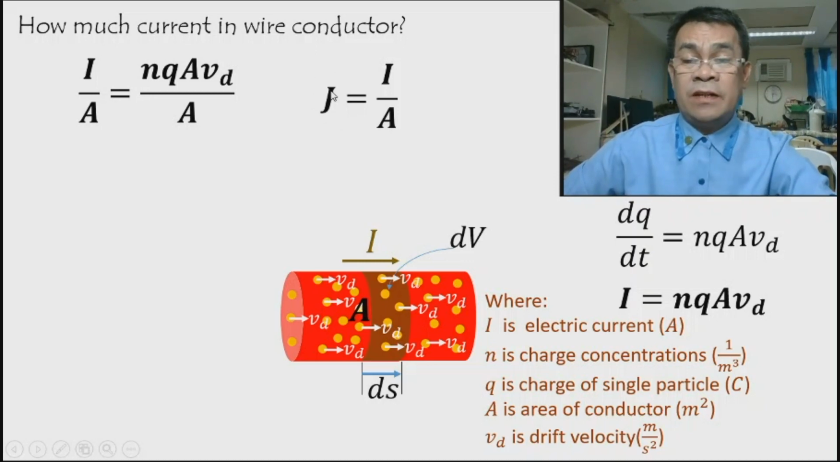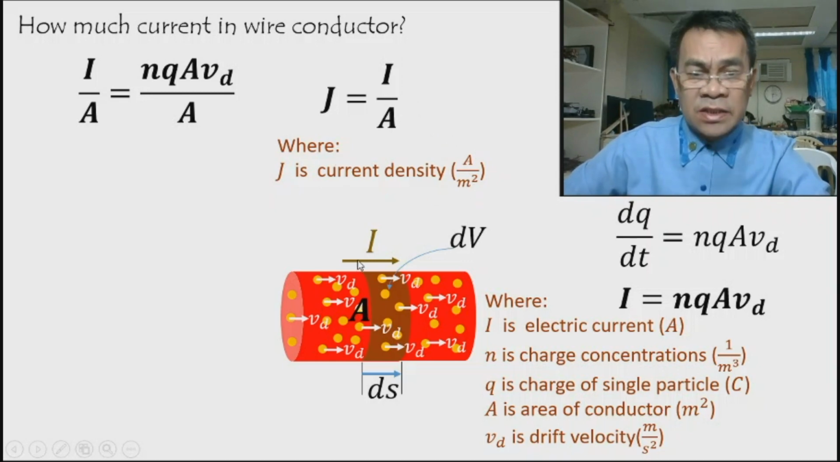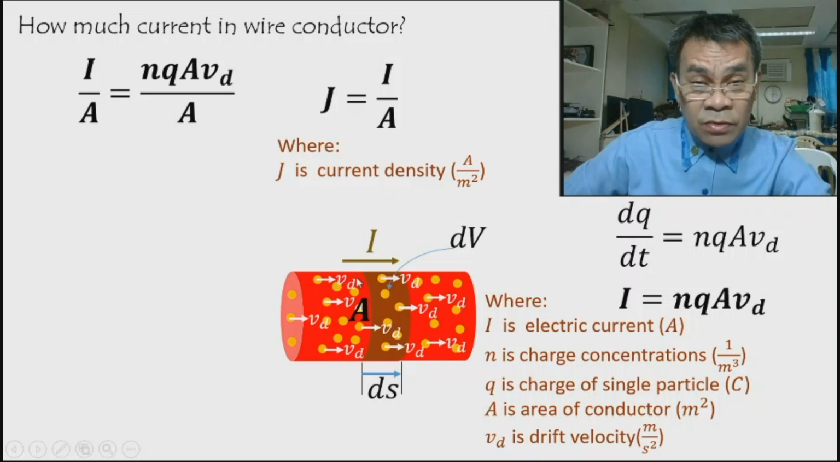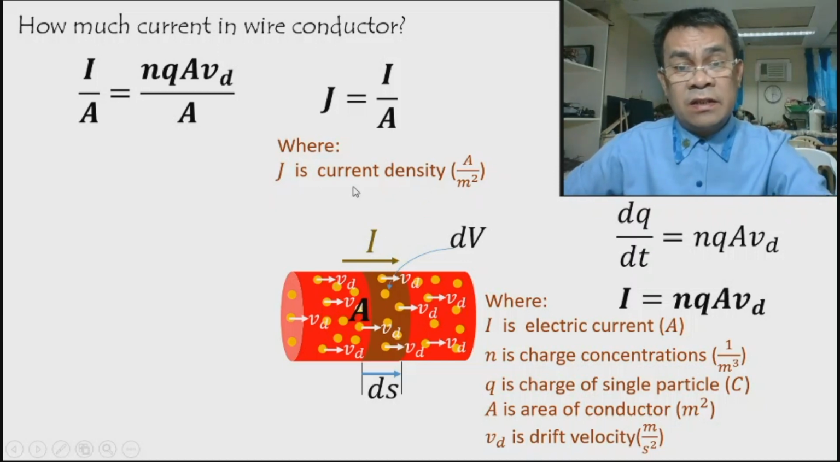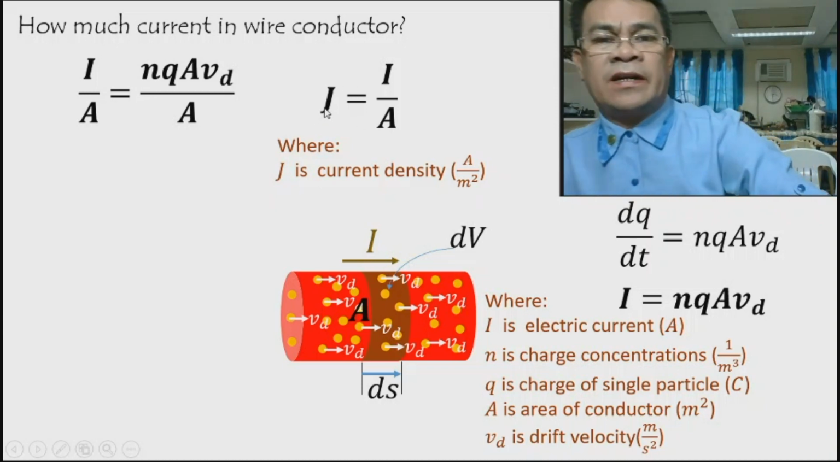Current is not a vector, but the current density J, big letter J, is a vector quantity. So the unit should be, by definition, I over A, so this is ampere per meter squared. This is the unit of current density. Because the particle is moving in this direction, the current density is also in this direction. This is the amount of flow, so the vector is the current density.